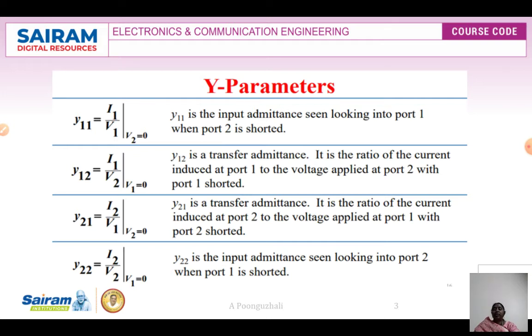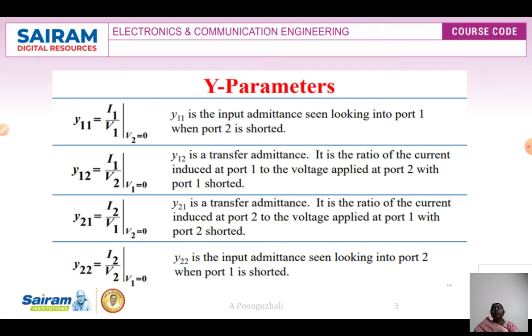In the second equation, if I substitute, Y21 is equivalent to I2 by V1 at V2 equal to 0. I2 is the output current and V1 is the input voltage, so we call it transfer admittance. Here it is a forward transfer, output by input, so we call it forward transfer admittance. So our short circuit forward transfer admittance is called Y21. It is the ratio of the current induced at port 2 to the voltage applied at port 1 with port 2 shorted.